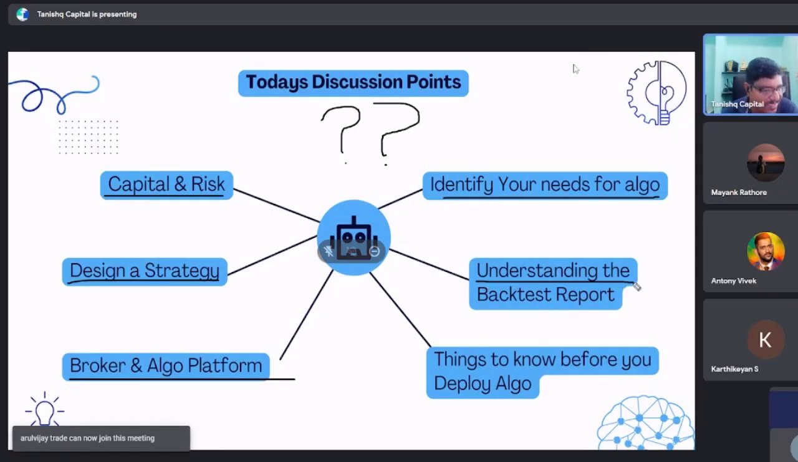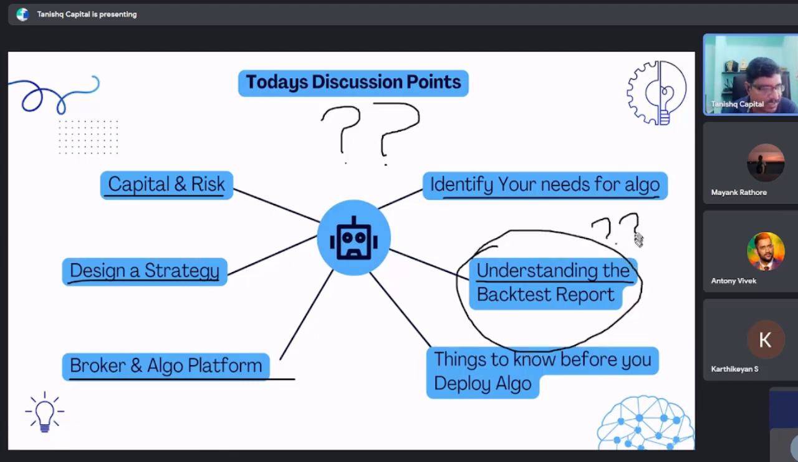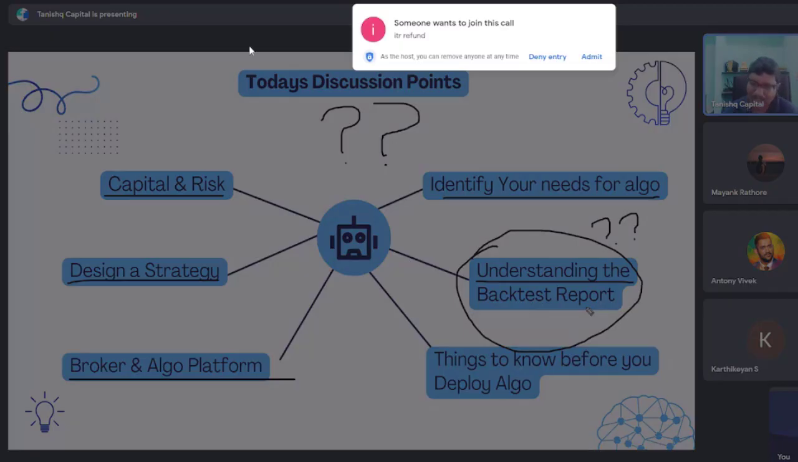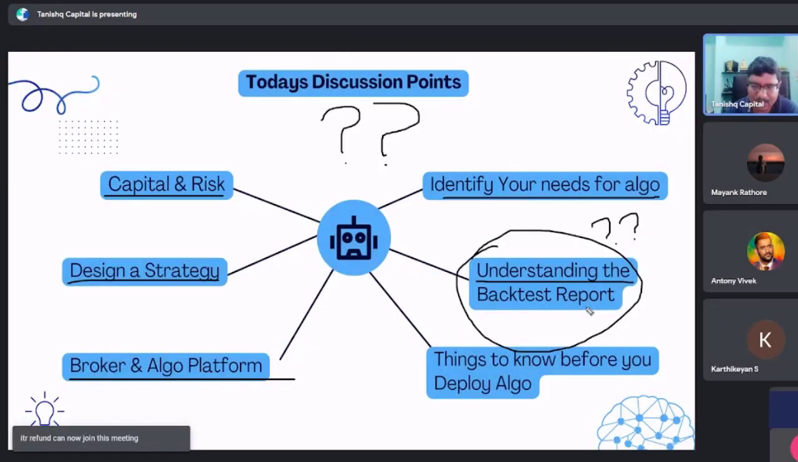And this is the main part in today's discussion, because you might have seen many things on social media. There are many backtest reports showing this is the profit, that is the profit, if you deploy like this, you will get. But how to understand the backtest report properly from a real trading perspective, not just looking at the graph or the max profit? So how do you first understand your backtest report, and the things you need to know before deploying an algo. That is the major discussion point for today.